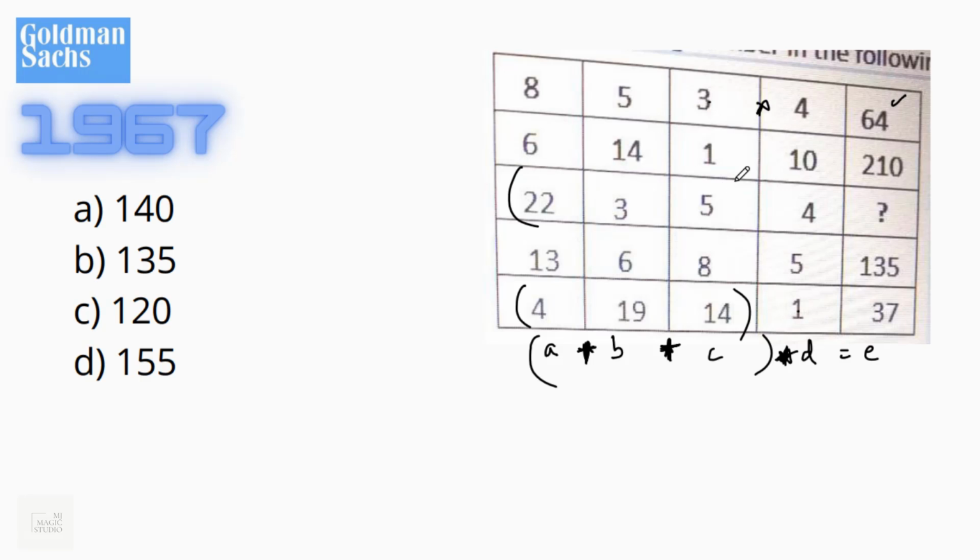Bingo. So 23, and 22 plus 3 is 25, plus 5 is 30. So 30 into 4 should be 120. Let's check quickly. It is 21: 6 plus 14 plus 1 is 21. Fine. When divided by 5, it is 27: 13 plus 6 is 19, plus 8 is 27. Then the answer is 120. That is option C.